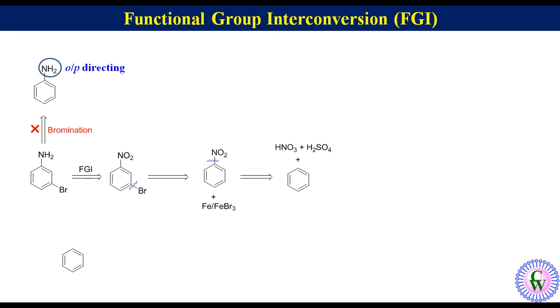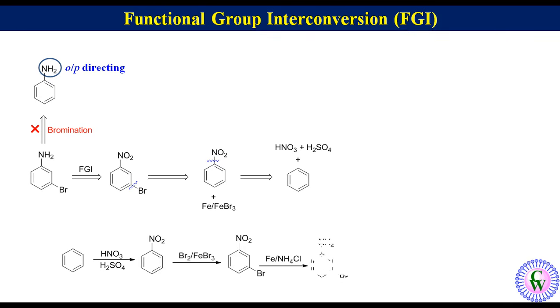The first step is nitration to get nitrobenzene. After that, bromination to get 3-bromonitrobenzene, and then reduction using iron and ammonium chloride to get target molecule.